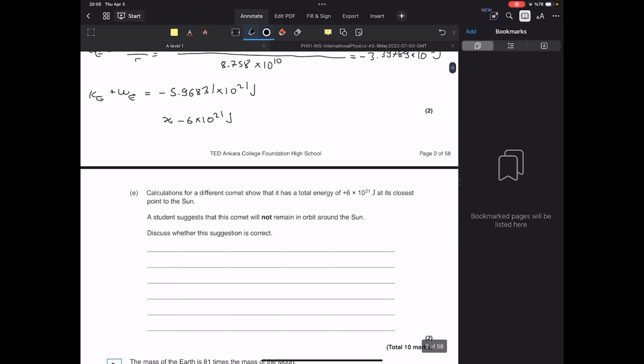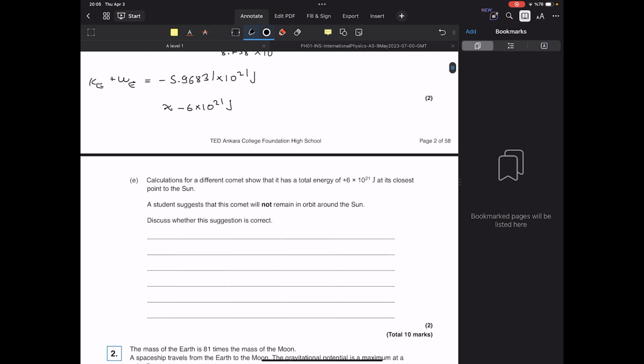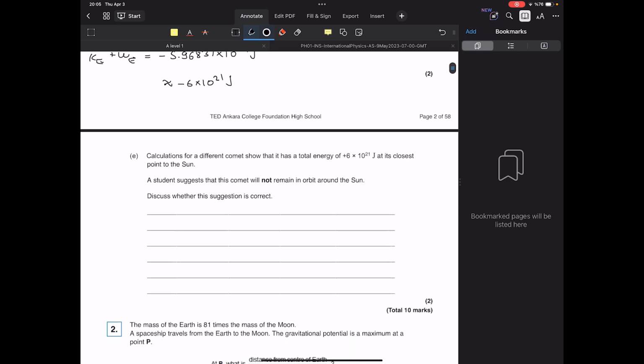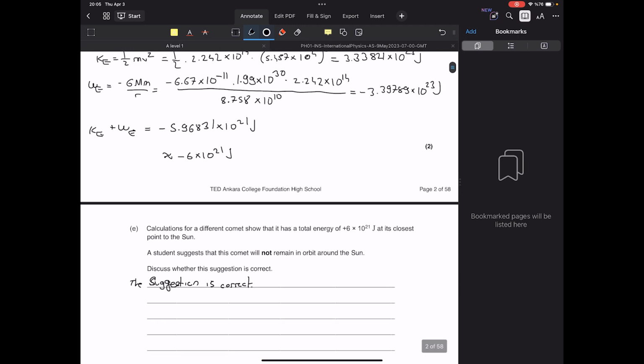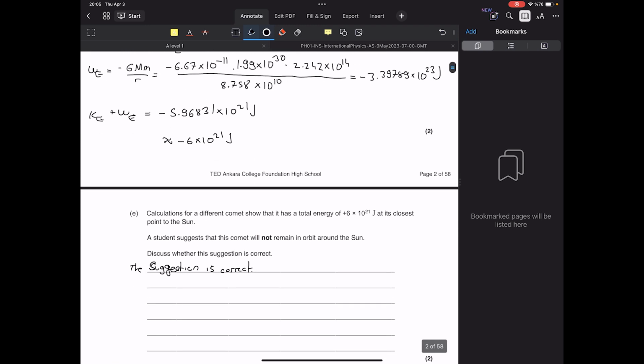Calculations for a different comet show that it has a total energy of 6 times 10 to the 21 joules at its closest point to the sun, and the students suggest that this comet will not remain in orbit. So here the suggestion is correct, and here's the reason. Any body that's orbiting or not will have a kinetic energy and a potential energy. The potential energy is negative, the kinetic energy is positive.